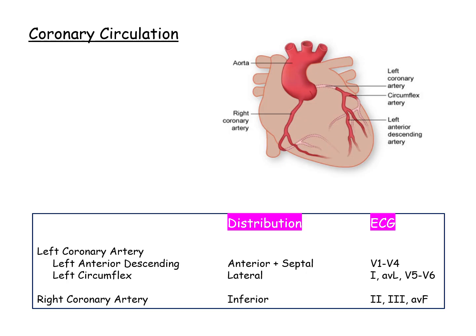The left anterior descending artery supplies the anterior and septal walls, and when it is occluded, it causes ST elevations in leads V1 to V4 on the EKG. The left circumflex artery supplies the lateral wall, and when occluded, it causes ST elevations in leads 1, AVL, and leads V5 to V6. The right coronary artery supplies the inferior wall, which is manifested on the EKG in leads 2, 3, and AVF.